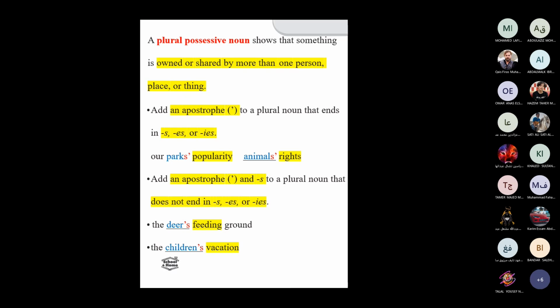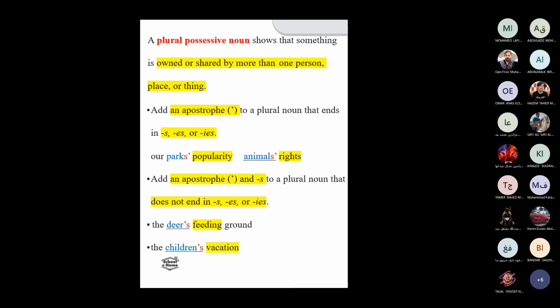Just add apostrophe s, the same rule as the singular. The singular is saying that I don't have s at the end of the noun, so just add apostrophe s. Any noun, guys, pay attention to that. In brief, any noun that has no s at the end, add apostrophe s to make the possessive.